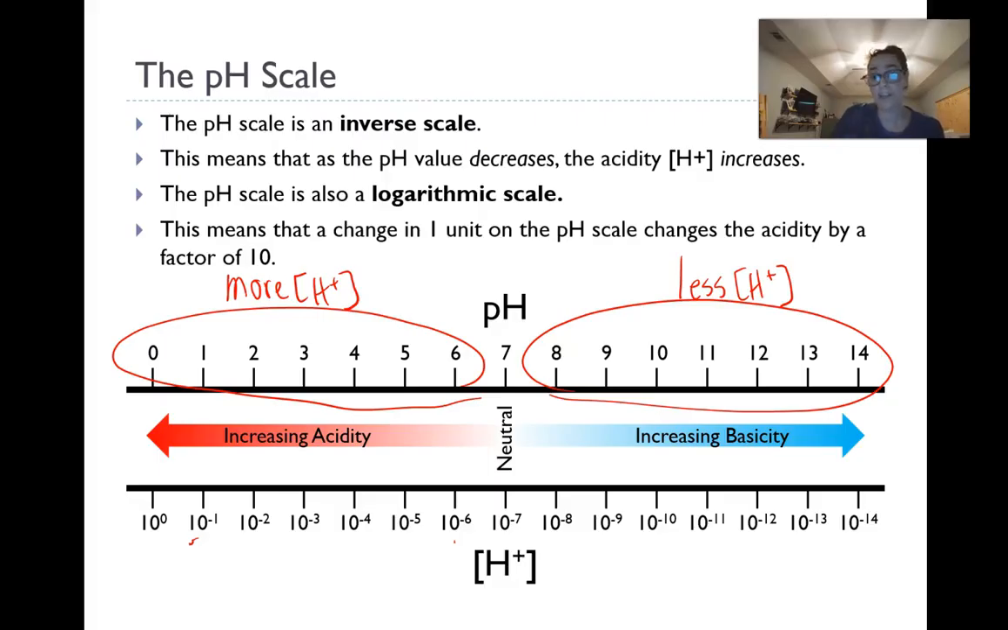So for example, a pH of 7 has a hydrogen ion concentration of 1 times 10 to the negative 7. If we move down by 1 pH unit, going down to pH of 6, we actually increased the hydrogen ion concentration by a factor of 10. So instead of being 1 times 10 to the negative 7th molar, it is now 1 times 10 to the negative 6th molar. So it changes by a factor of 10. As you move down by 1, it's getting 10 times more acidic. If you move up by 1, it's getting 10 times more basic, okay?